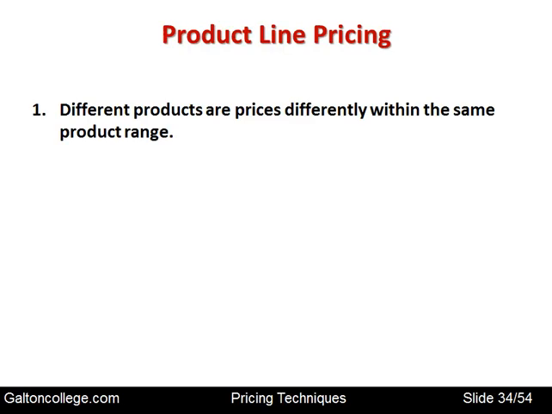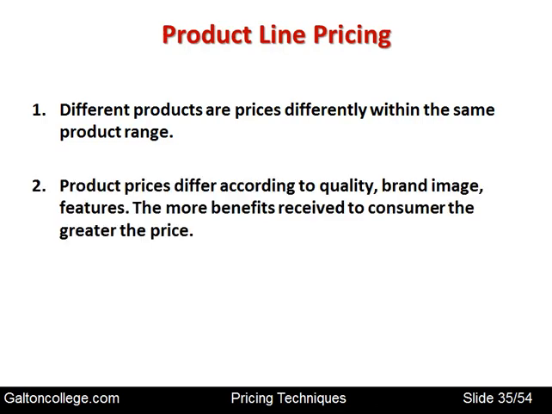Product line pricing. Different products are priced differently within the same product range. Product prices differ according to quality, brand image and features. The more benefits received by the customer, the greater the price.